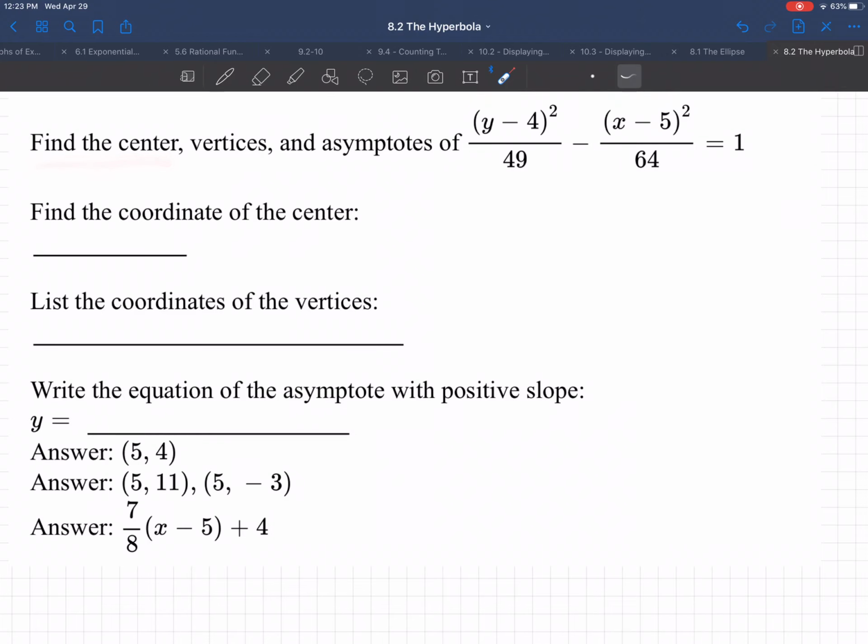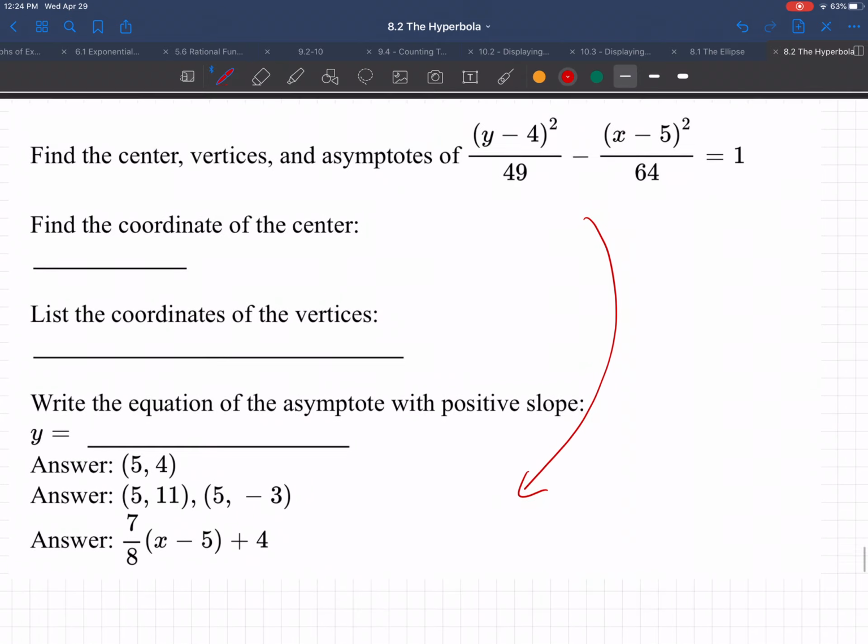Find the center, vertices, and asymptotes of that hyperbola equation, right? It has a minus in the middle, so it's a hyperbola. All right, find the center, vertices, and then the equation. The best thing to do is to graph this thing, just get a quick, rough little graph. Well, maybe not quick and rough, maybe actually a little bit more exact. So let's bring it down here where we can graph a little bit more exactly.